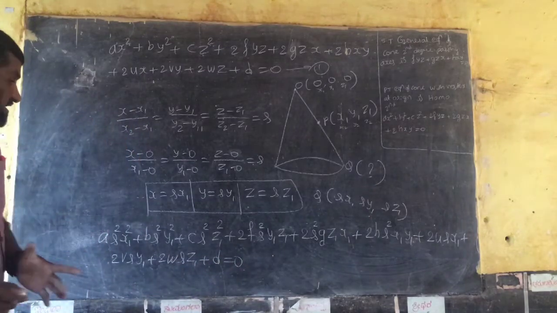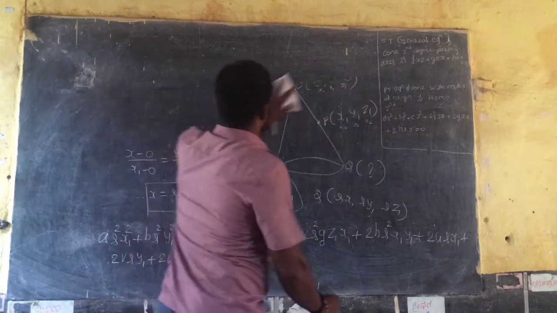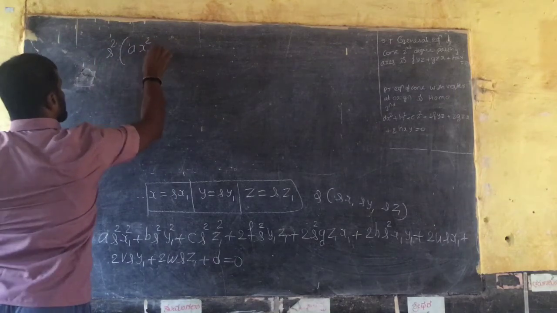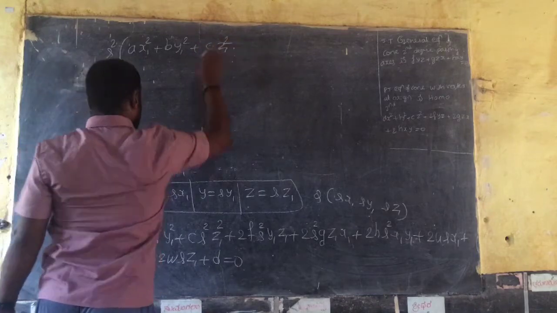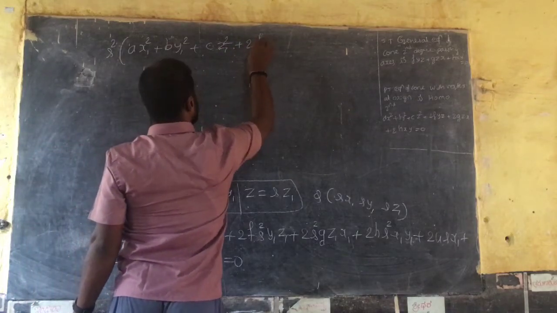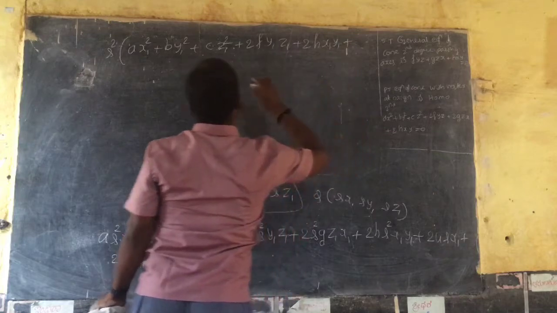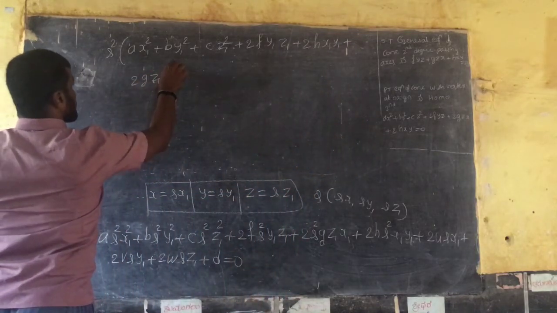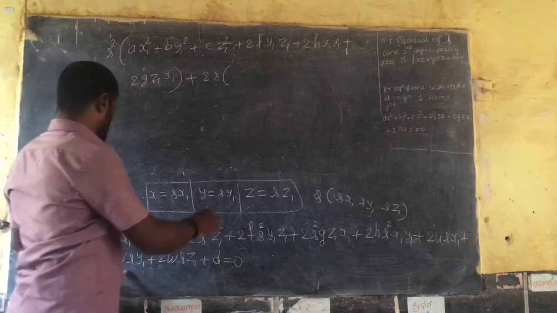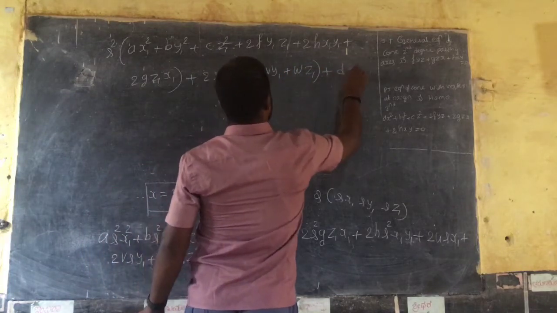So club r², club r, then club the constant. We get r² taking common: (a x1² + b y1² + c z1²) plus 2f y1 z1 plus 2h x1 y1 plus 2g z1 x1. So keep that as it is. Plus 2r taking common, only r: (u x1 + v y1 + w z1) plus d equals 0, right?